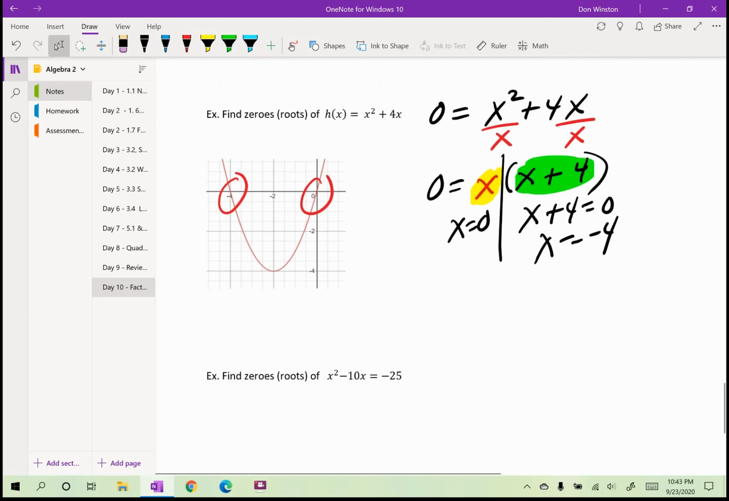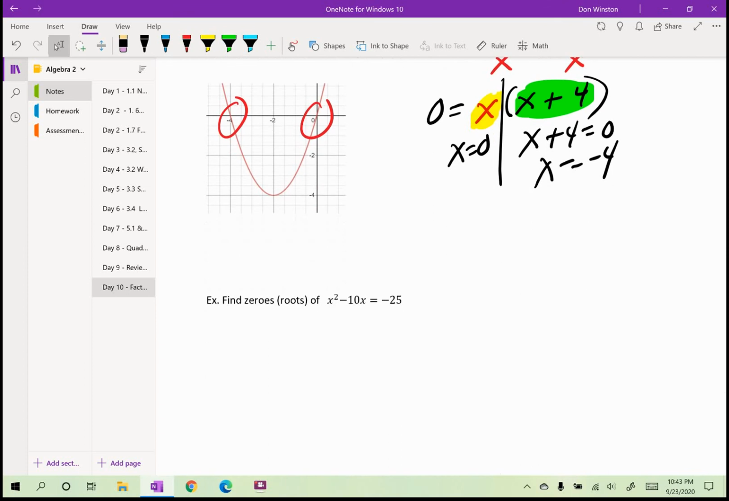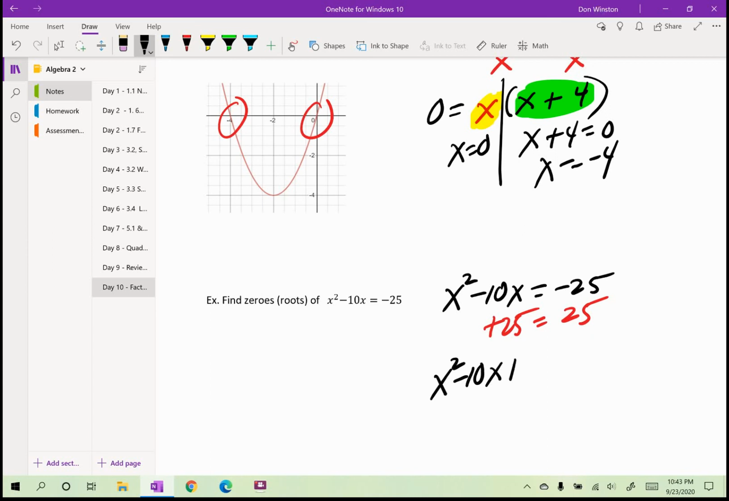And then lastly, they'll give you problems like this for homework. Find the zeros or roots. Remember, class, we are finding the zeros, which means one side of the equation has to equal 0. Which means I need to add 25 to both sides. So I'll have to add 25. I need to make the right side equal to 0.